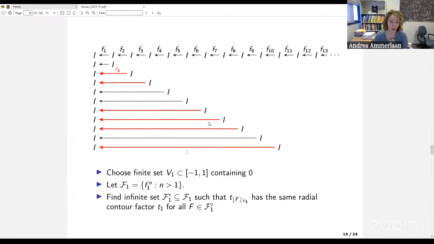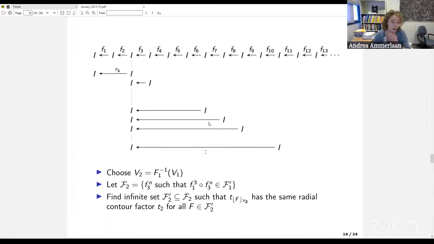So we'll call this radial contour factor T1. After that, whichever compositions I had indicated in red in the previous step, all of those compositions we consider again, but this time instead of including whatever capital F1 was, they end at wherever F1 begins. Of all of these compositions, we do the same thing. We choose our set, this time our set V2, to be equal to F1 inverse of V1. And now again, if we truncate all of these compositions with respect to V2, we will get that infinitely many have to have the same radial contour factor because, again, the set V2 is finite.